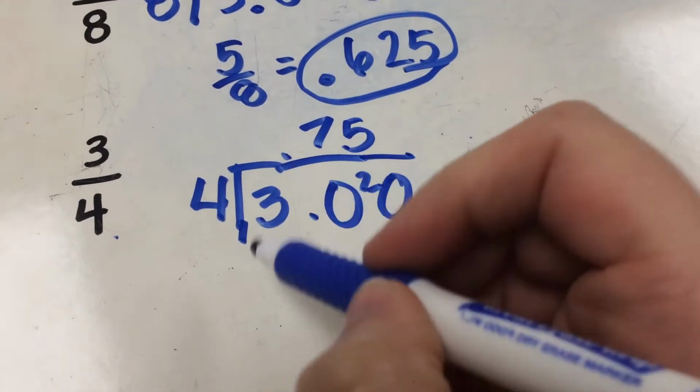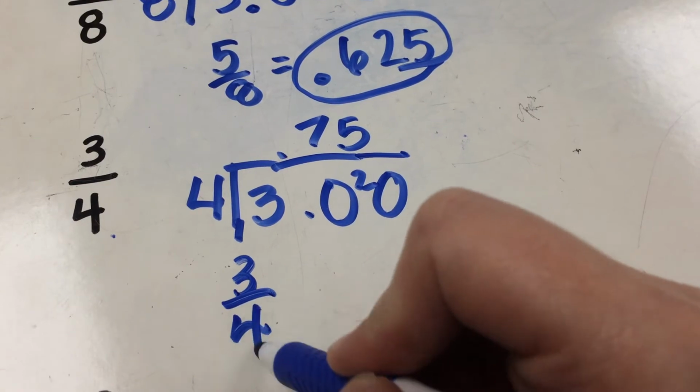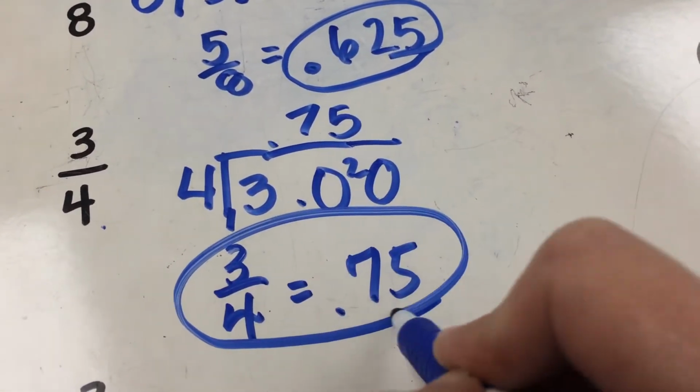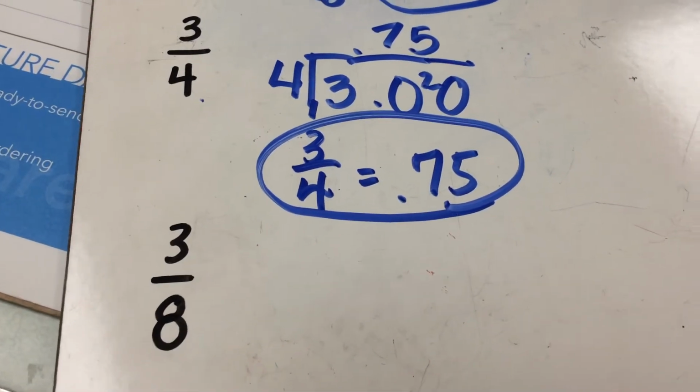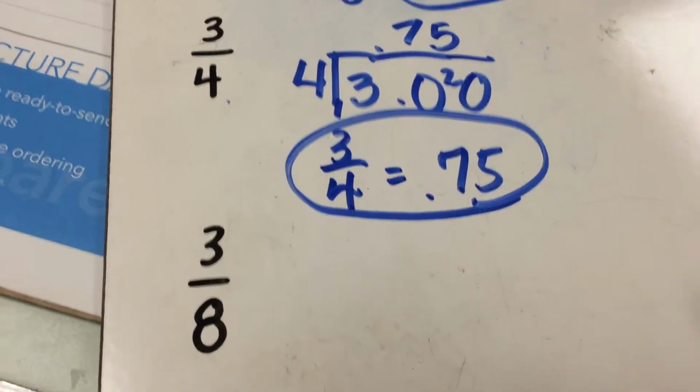Okay, this 0.75 is always going to be 3/4. That's the equivalent, the decimal equivalent to 3/4. This is one of those ones that you need to memorize, and you will have it memorized. I just look at 3/4 and my mind automatically thinks 0.75, and you will too.